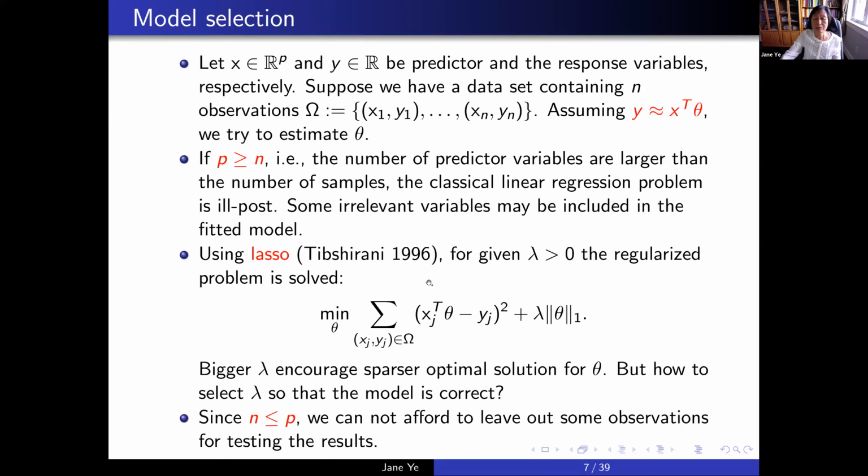Okay, if you have a lot of samples... because we already do not have a lot of samples. The number of samples is less than or equal to the number of independent variables. So we cannot afford to leave out some observations and test the results, right?